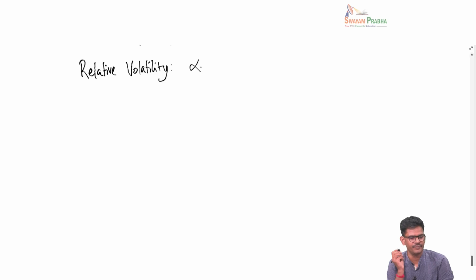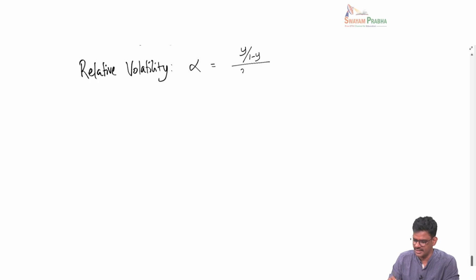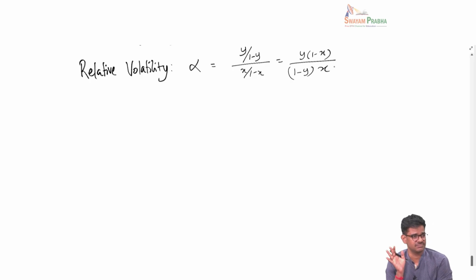Okay, so we are going another level of simplification. First, let's start with the relative volatility. It is denoted by the symbol alpha. It is defined as y over 1 minus y divided by x over 1 minus x, which is nothing but y times 1 minus x over 1 minus y times x. Okay, so this is a definition. This is an arbitrary definition. Nothing sacrosanct about this, and this is very widely used in the context of distillation.